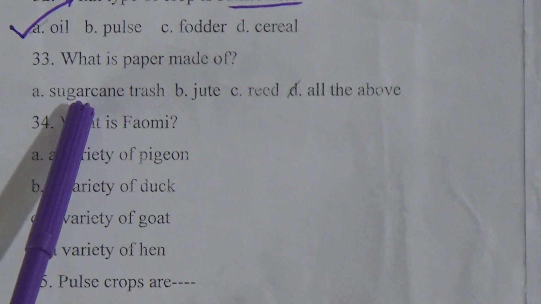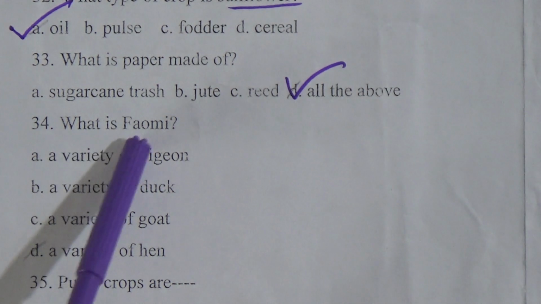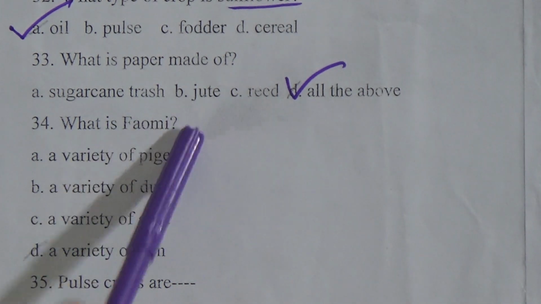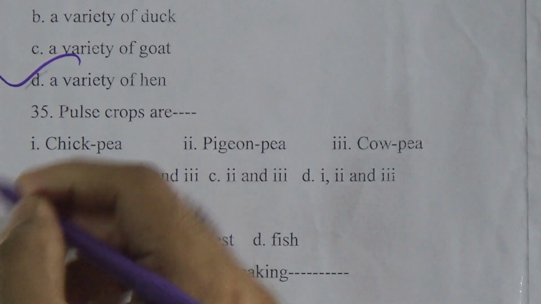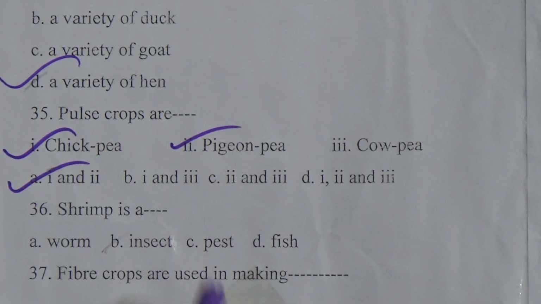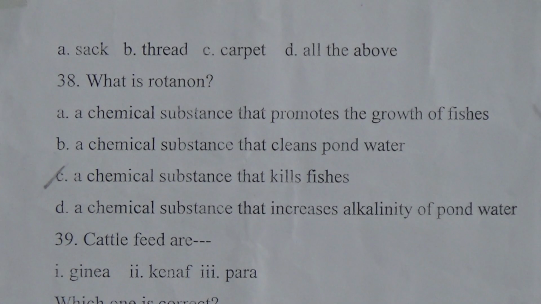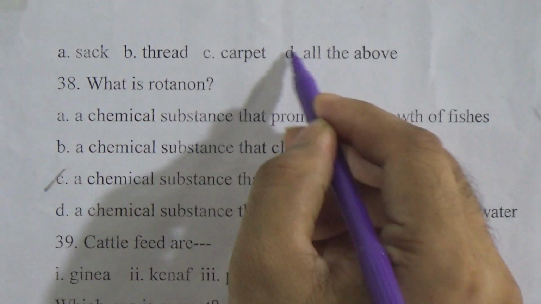What is pepper made of? You know that pepper is made of sugarcane, jute, reed, etc. I mean all the above. Pulse crops are chickpea and pigeon pea. Option number A. Shrimp is not a fish, shrimp is an insect. Fiber crops are used in making silk, thread, carpet, all the above.